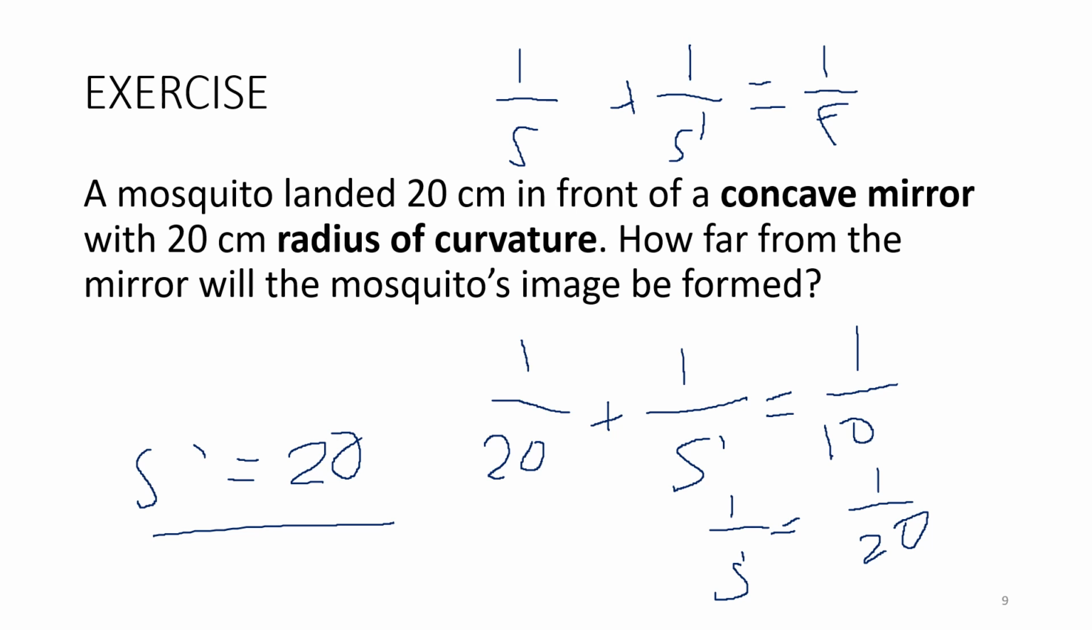So for this example, we're going to see the mosquito inverted, but at the same location as the object. So what it's going to look like is, if this is the mirror, and let's say that this is the object, the image formed will look something like this after you draw the two rays.